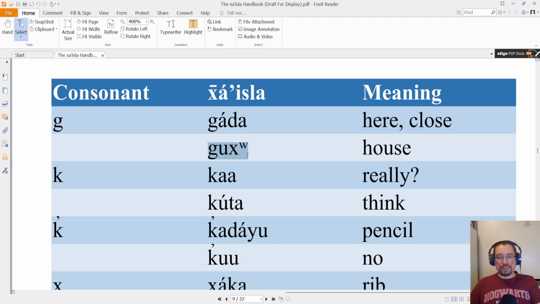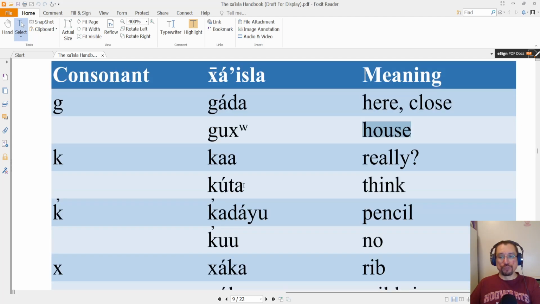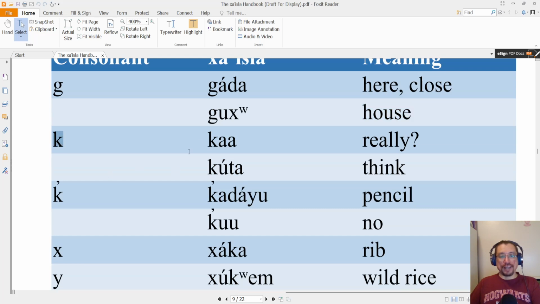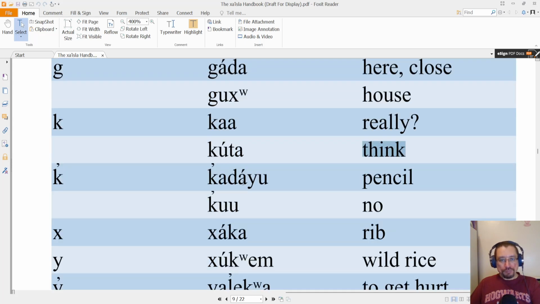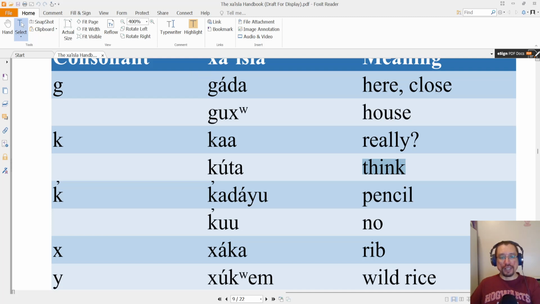The next example here is gyu. So you notice it's gyu. Again, not giyu, it's gyu. And gyu means house. Next is the letter K. This first example is kya. And that means really. Next we have kyuta. Kyuta means to think. So we have gya, gyu, kya, kyu.